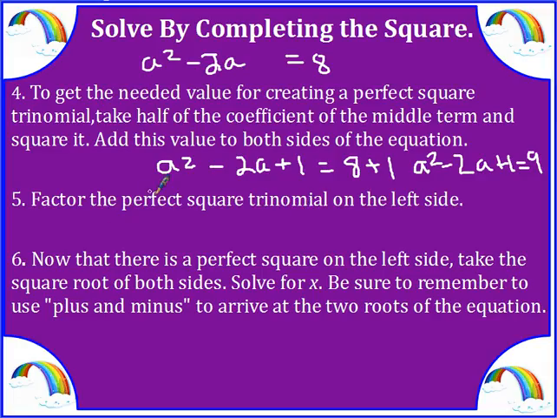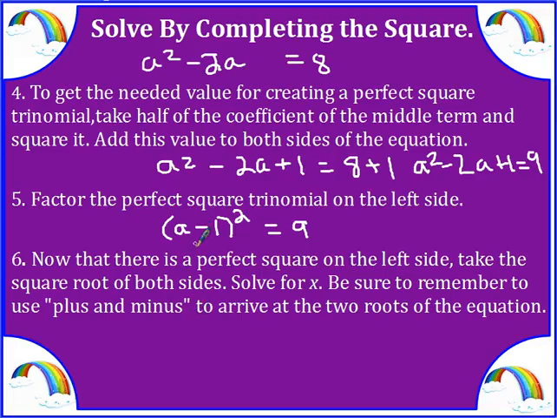Now we're going to factor the perfect square trinomial on the left side. So a squared minus 2a plus 1. To factor that, we take the square root of the first term, the square root of the last term, and then whatever the sign is, if it's minus, it's minus, if it's positive, it's positive, and then we square it, so we made a perfect trinomial, and now set equal to 9.